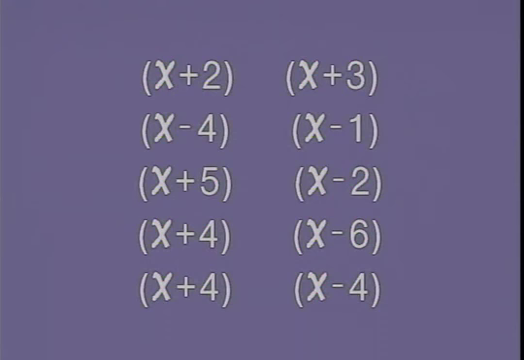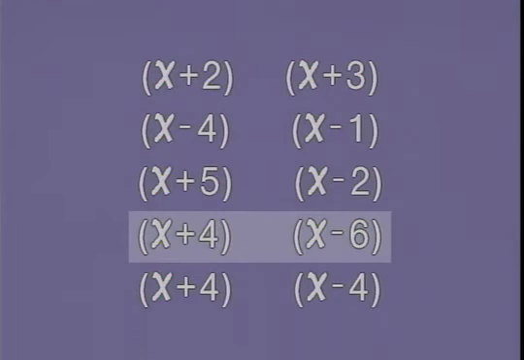What I've done here is I have 5 binomial multiplication problems. Each one is a bit different than the one above it. For example, the first one, x plus 2 times x plus 3. Both numbers are positive. Then we have x minus 4 times x minus 1. Both numbers are negative. The next problem has x plus 5 times x minus 2, and one's positive, one's negative. The positive number is larger.